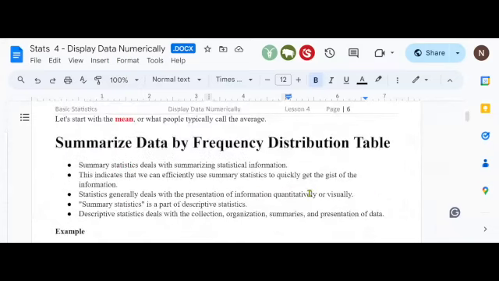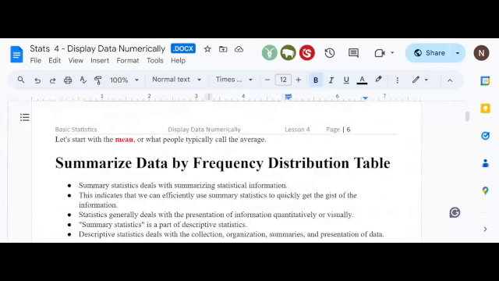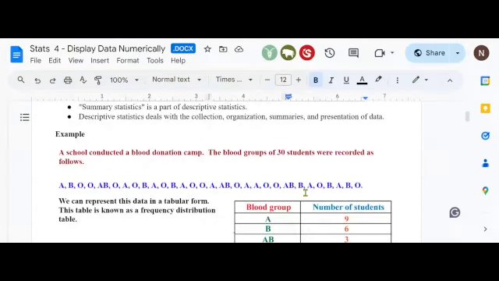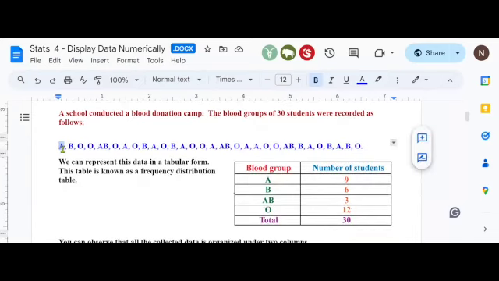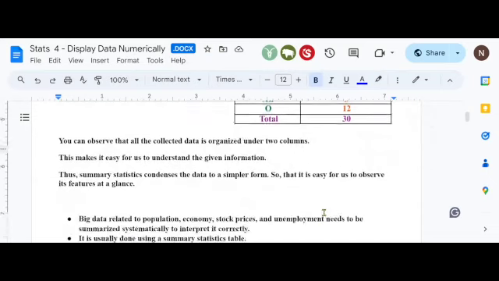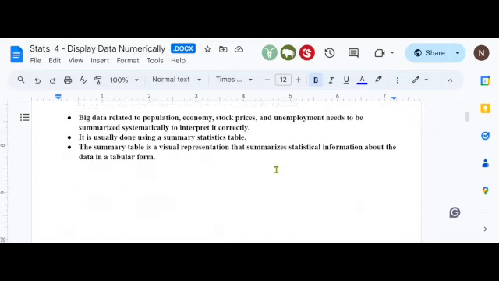Here we have data summarized by a frequency distribution table. Let's look at an example. A school conducted a blood donation camp. The blood groups of 30 students were recorded as follows. These are the types of blood: A, B, AB, and O. So how many students are type A? 9. How many type B? How many AB? How many O? 12. You can read those things here.